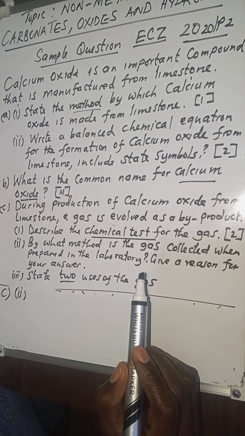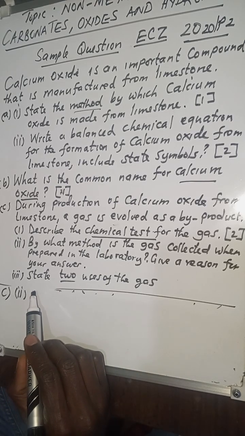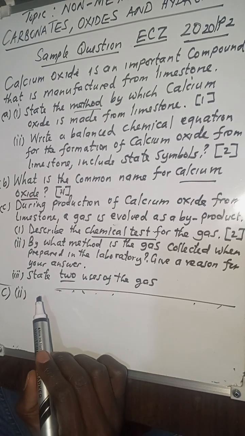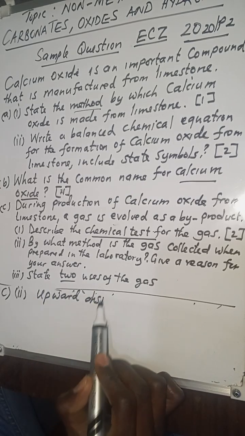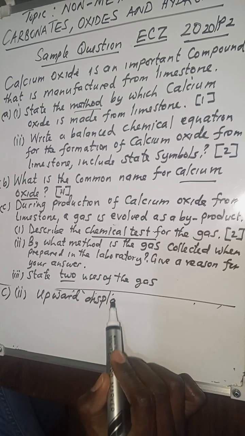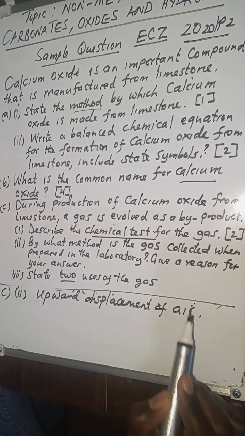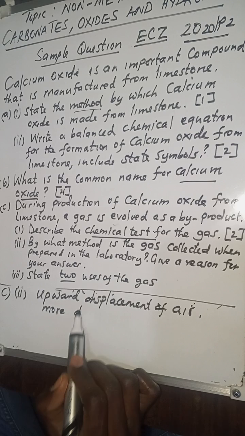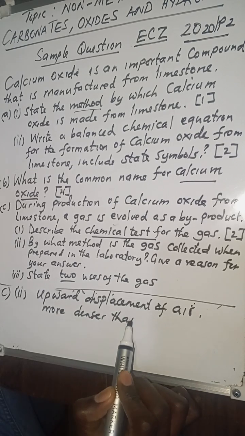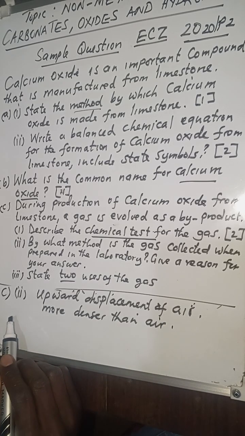So the question is asking us, what method is actually used in collecting this gas. So for the gas, we can say it is collected by upward displacement of air. And why are we calling it upward displacement of air? Because it is actually more dense than air. So we can actually collect it using that method.